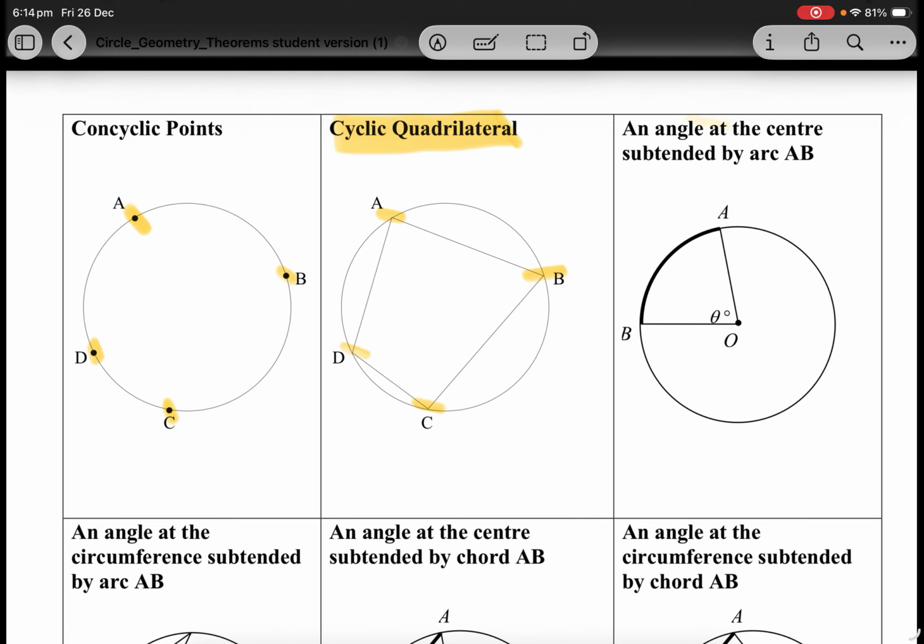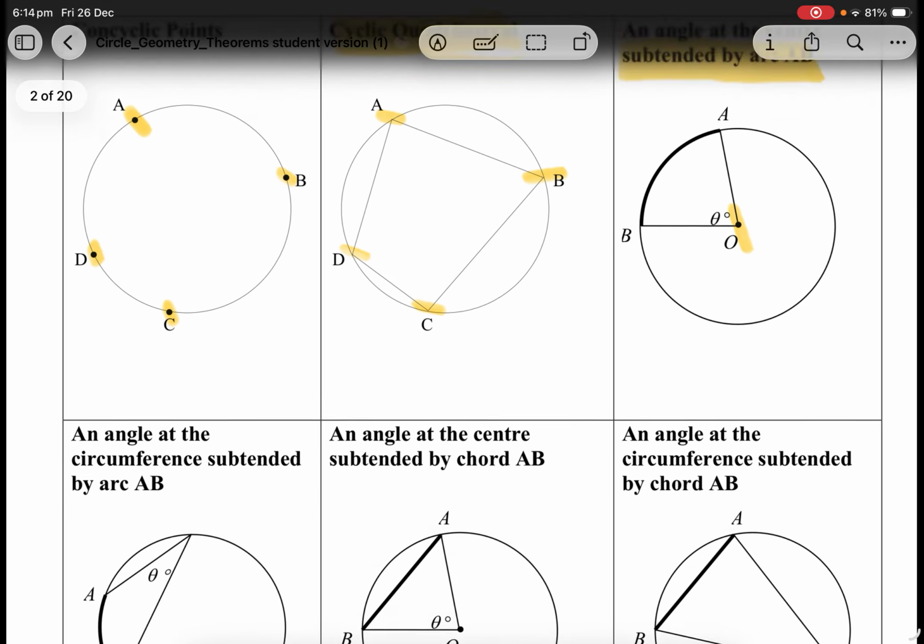Now, here we have an angle at the center subtended by arc AB. This word subtended is going to come up a lot, especially in these circle theorems. Just to give it a quick definition, when we say an angle subtends a line or arc, it means that its vertex, the pointy bit, is where the rays that pass through the endpoints of the line segment or arc meet. We're going to go into this a lot when we look at the circle theorems.